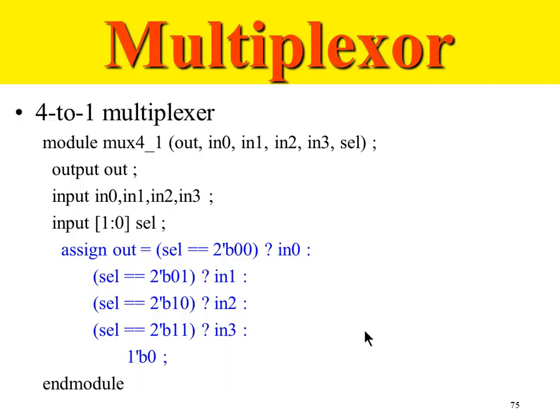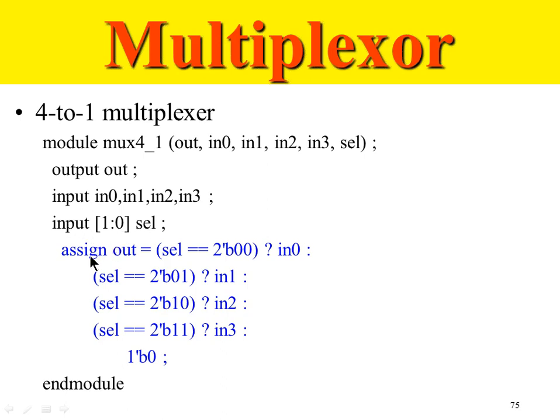So this is an example of a 4 is to 1 multiplexer. Earlier we saw a 2 is to 1 multiplexer. Module mux4_to_1. The name of the module should always be synonymous with your design. This is my port list: out, in0, in1, in2, in3, select. Out is a single bit output port. in0, in1, in2, and in3 are each single bit input ports. Select is a 2-bit input port.